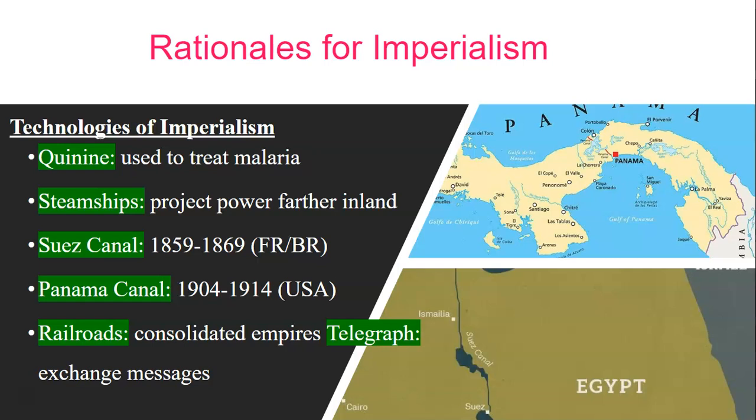The Panama Canal, yes, it happens in 1904, but this is going to connect the Atlantic Ocean to the Pacific Ocean, and America kind of owned it. Eventually, they gave it back a long time later. Then we've talked about railroads and we've talked about the telegraph, both very important pieces of technology that were used during imperialism.